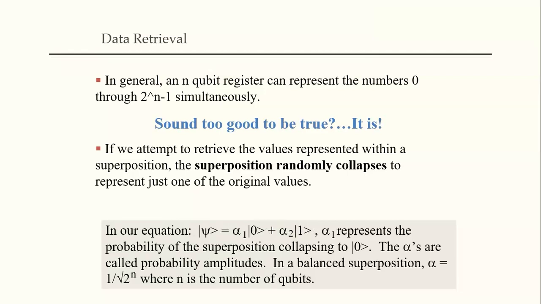In this equation, as I already told, alpha 1 and alpha 2 are the probability amplitudes. Alpha 1 is the probability of the superposition collapsing to |0>. Similarly, in a balanced superposition, alpha equals 1 by square root of 2 power n, where n is the number of qubits, as I already told.